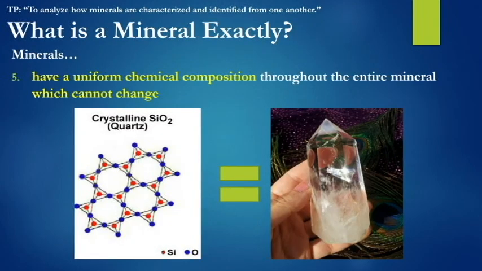The last thing a mineral has is a uniform chemical composition, meaning that the elements that make up that mineral are the same throughout, for the most part. So quartz, for instance, this quartz crystal, it's primarily made up of silicon and oxygen. That's what makes it quartz. If we were to change its composition, somehow it would no longer be quartz, it'd be something else. So again, that uniform chemical composition is what's also defining it as a mineral.